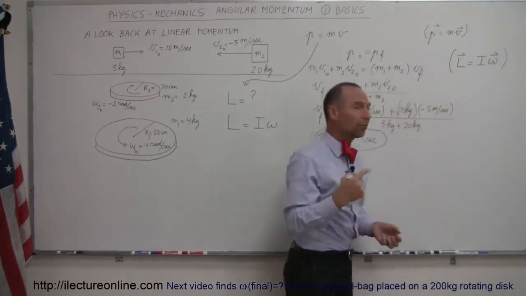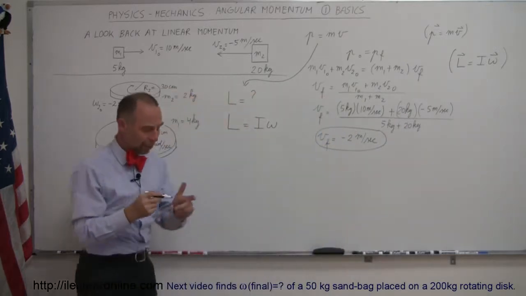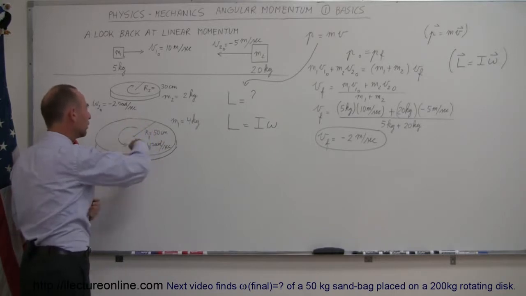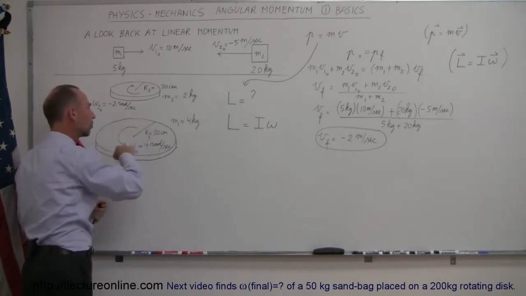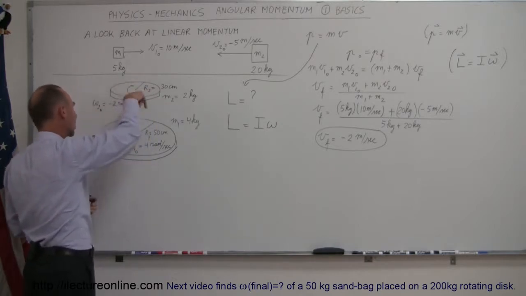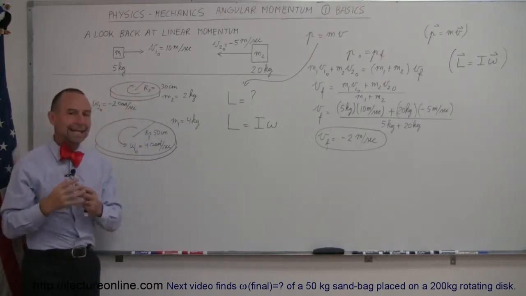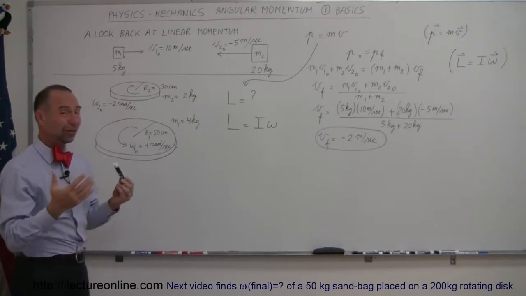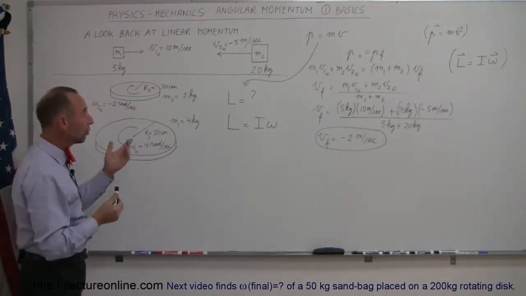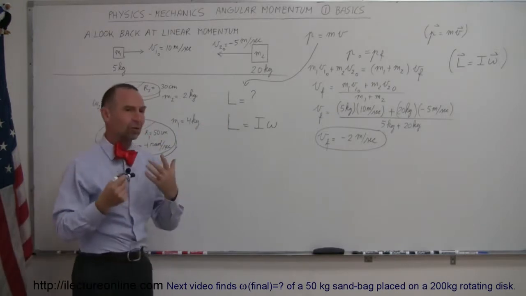Omega is the angular velocity, which is also a vector quantity because it's directional. And by definition, if something rotates in a counterclockwise direction, we call that a positive angular velocity. If something rotates in a clockwise direction, we call that a negative angular velocity. So it does have direction, clockwise or counterclockwise, and therefore we write L as a vector quantity.